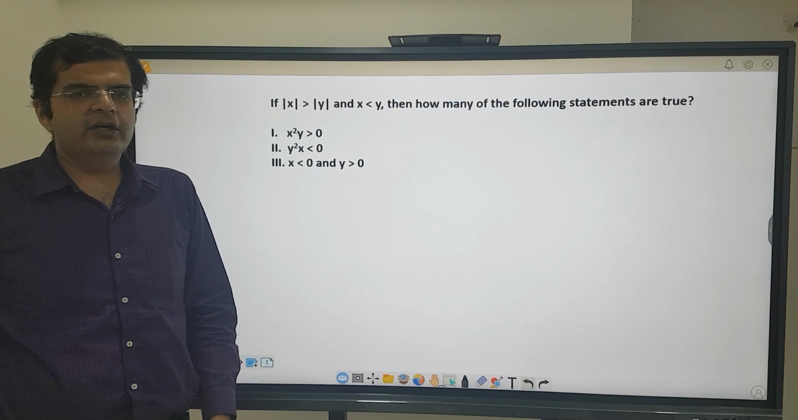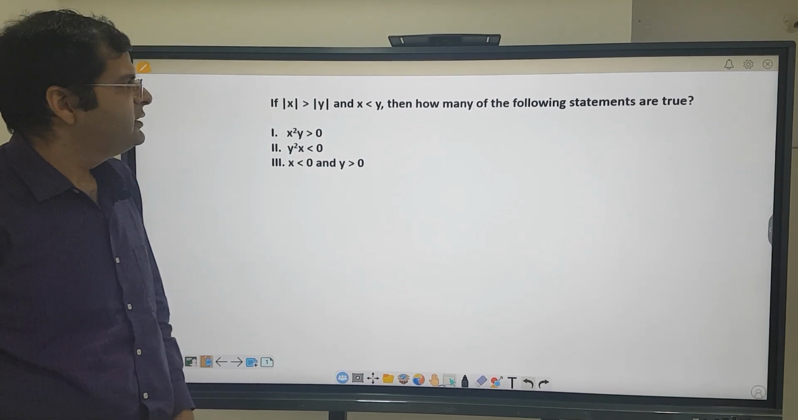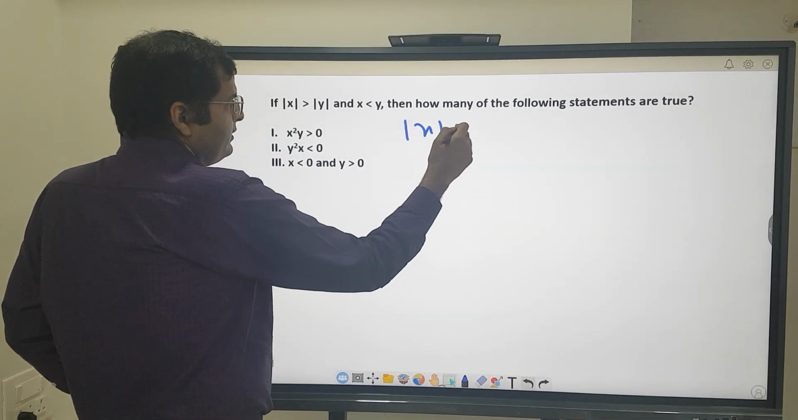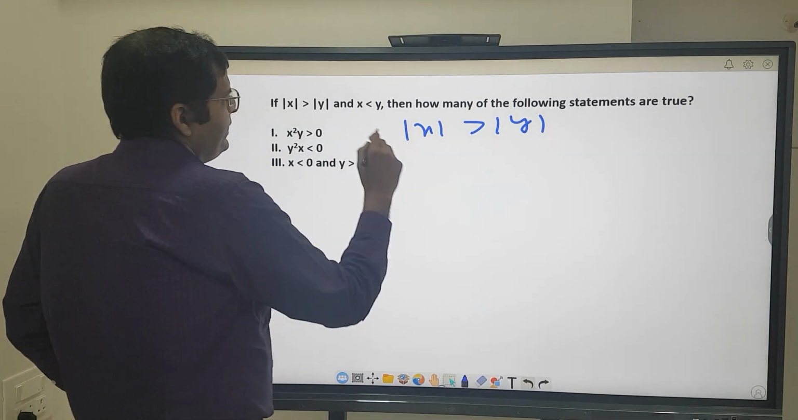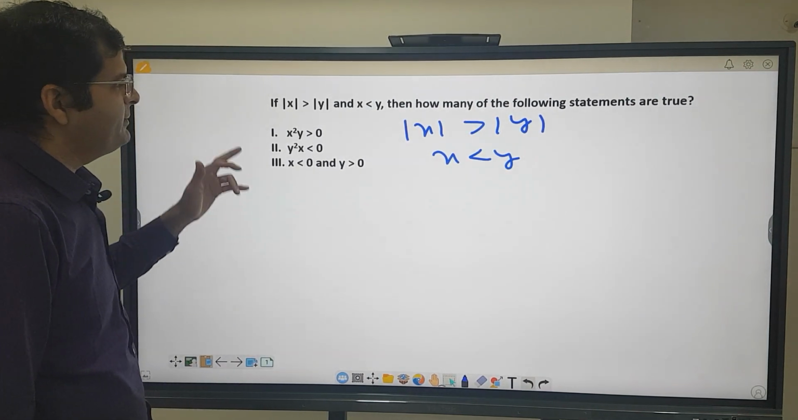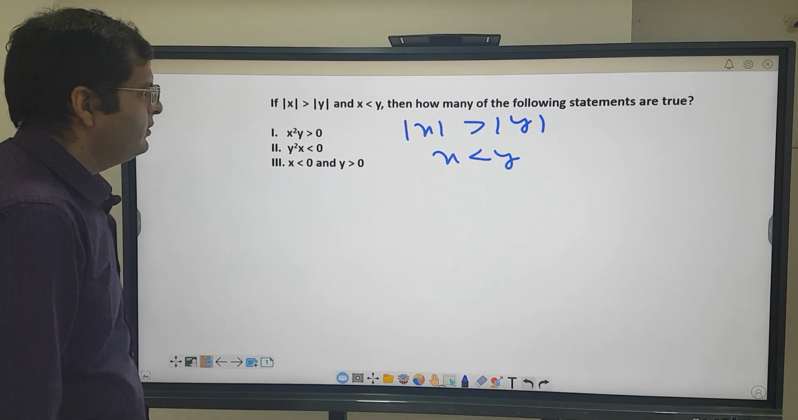So this is the 43rd question of the algebra chapter. The question says that the absolute value of x is greater than the absolute value of y, but x is less than y. Then how many of the following statements are true? How many of them are true?